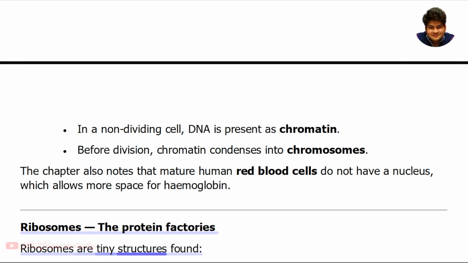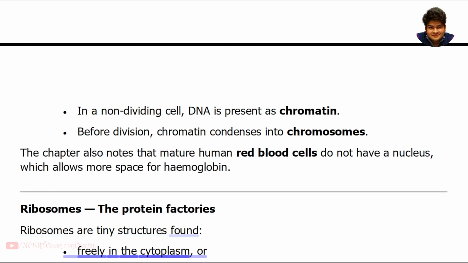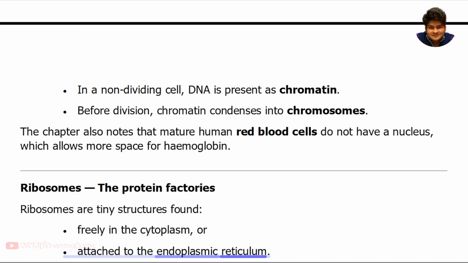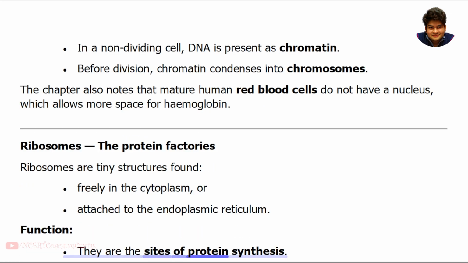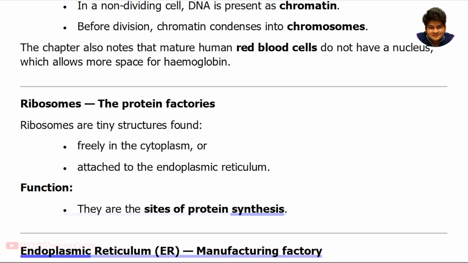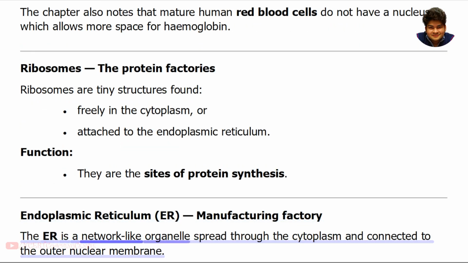Ribosomes are tiny structures found freely in the cytoplasm, or attached to the endoplasmic reticulum. Function: they are the sites of protein synthesis. Endoplasmic reticulum, ER, the manufacturing factory. The ER is a network-like organelle spread through the cytoplasm and connected to the outer nuclear membrane.